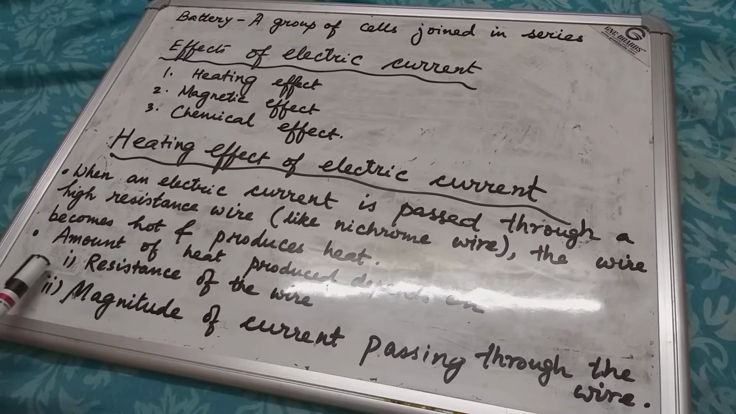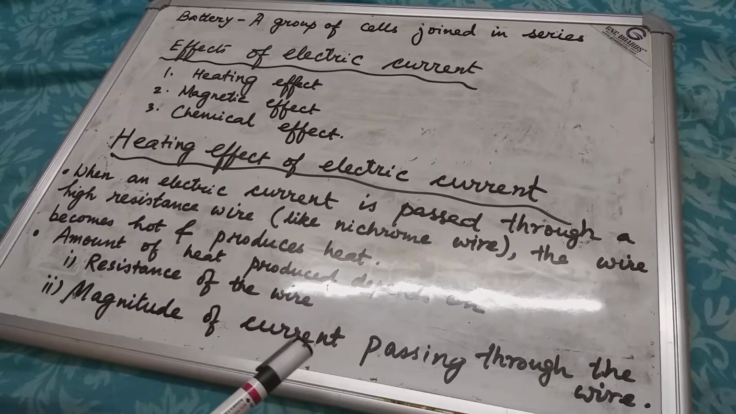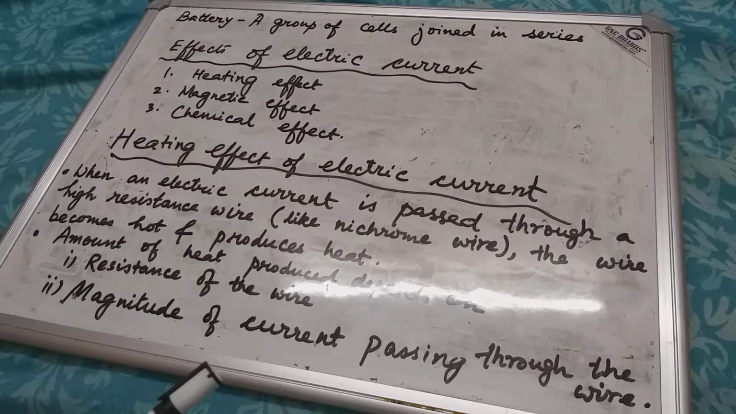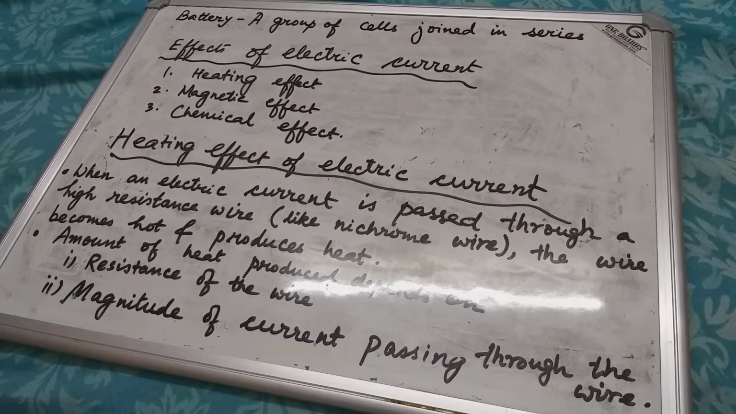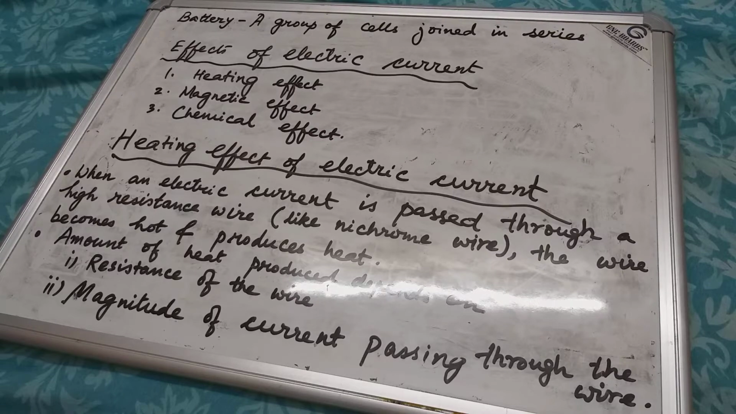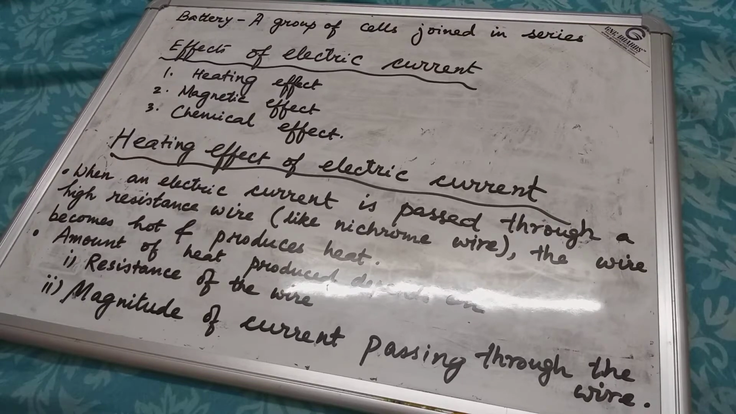Next point is, the amount of heat produced depends on the resistance of the wire, and secondly the magnitude of current passing through the wire. It's quite obvious, if the resistivity of the wire is very high, then heat will be higher, and also it depends upon the magnitude of current passing through the wire.